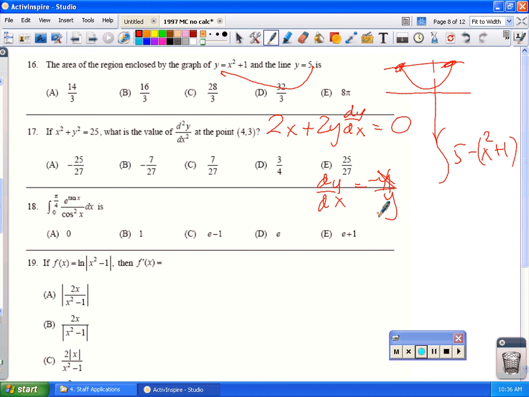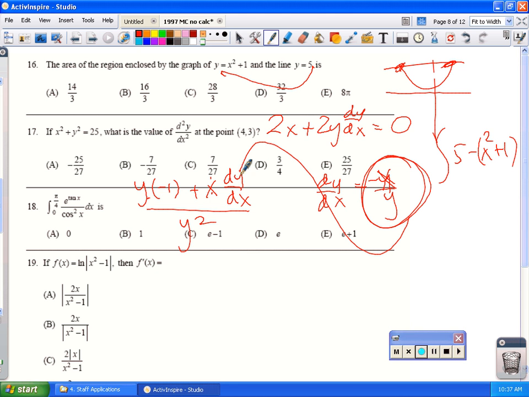How do you find the second derivative? Quotient rule. So we have down d up minus up d down, over down squared. Now, at this point, it's up to the child whether or not the child wants to clean this up. But since we're only using this to find the second derivative at (4, 3), I'm going to plug a 3 in for y, a 4 in for x, do the arithmetic, add, subtract, multiply, divide, whatever I need to do, and choose my answer.